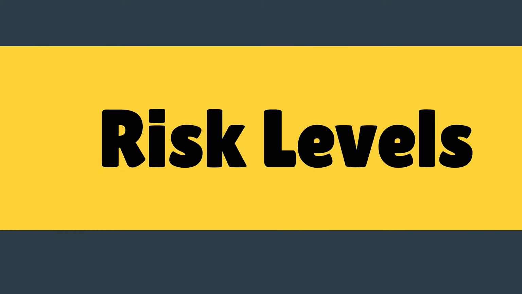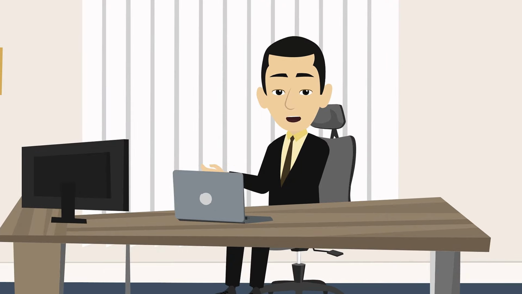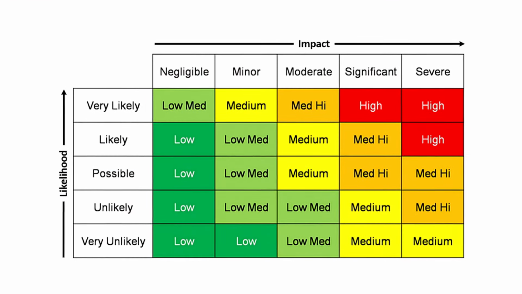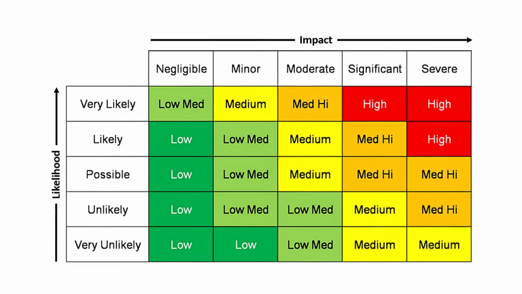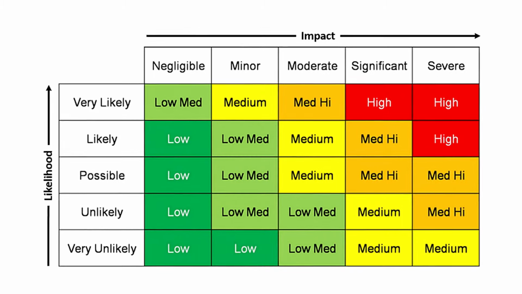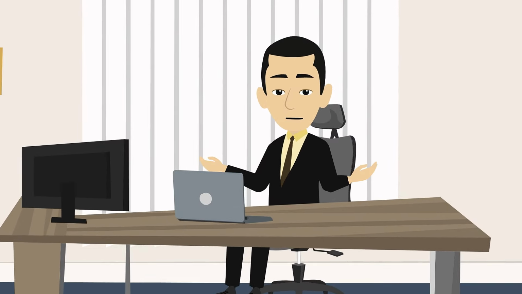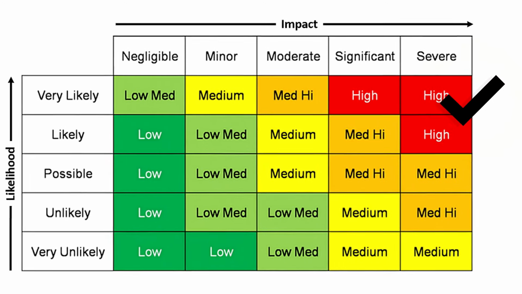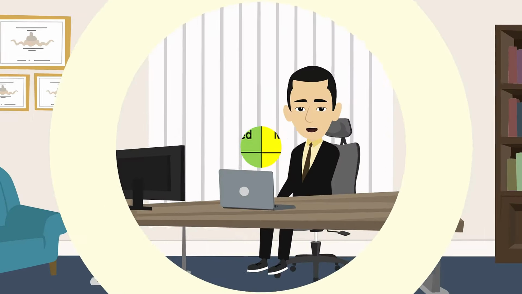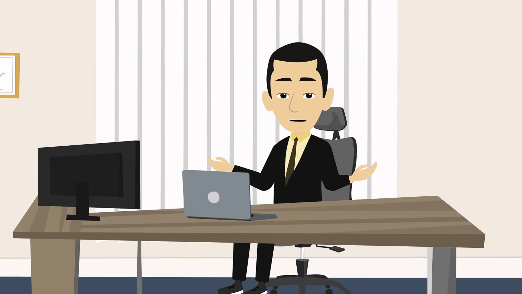Risk levels. These are the outcomes of combining likelihood and impact. Low risk, green, requires minimal action; medium risk, yellow, needs proactive measures to reduce the impact or likelihood; high risk, red, demands immediate attention and robust mitigation strategies.